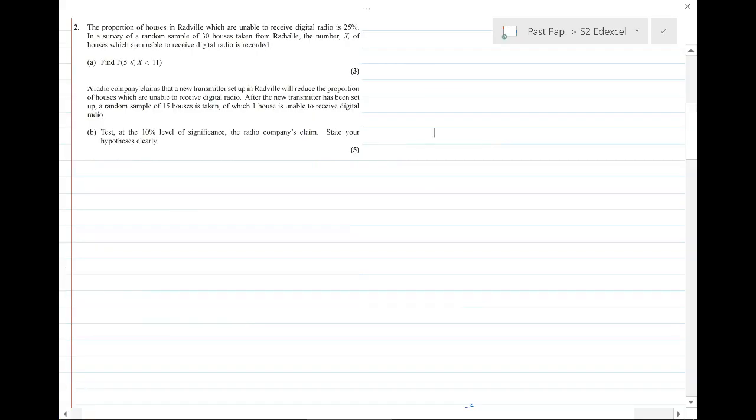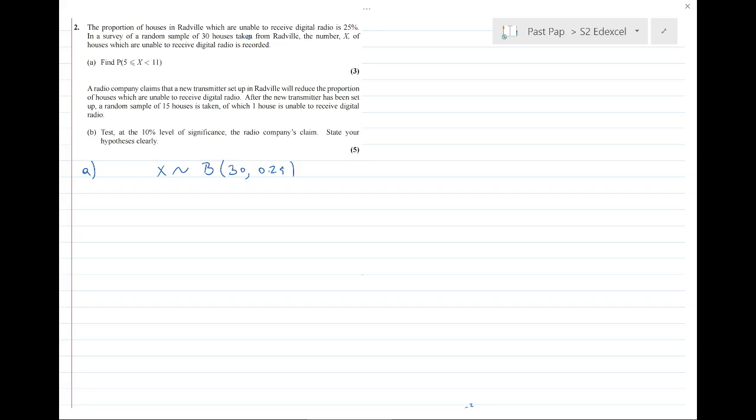So, next question. The proportion of houses in Radville which are unable to receive digital radio is 25%. And then it talks about 30 houses. So this is really telling us that we're dealing with a binomial, with a sample of 30 and probability of success 25%. Success in this case is kind of failure in a way, because 25% is the number of people who cannot get digital radio signal. It's not necessary to change it to 0.75 so that you've got probability of success. Mathematically it makes no difference.